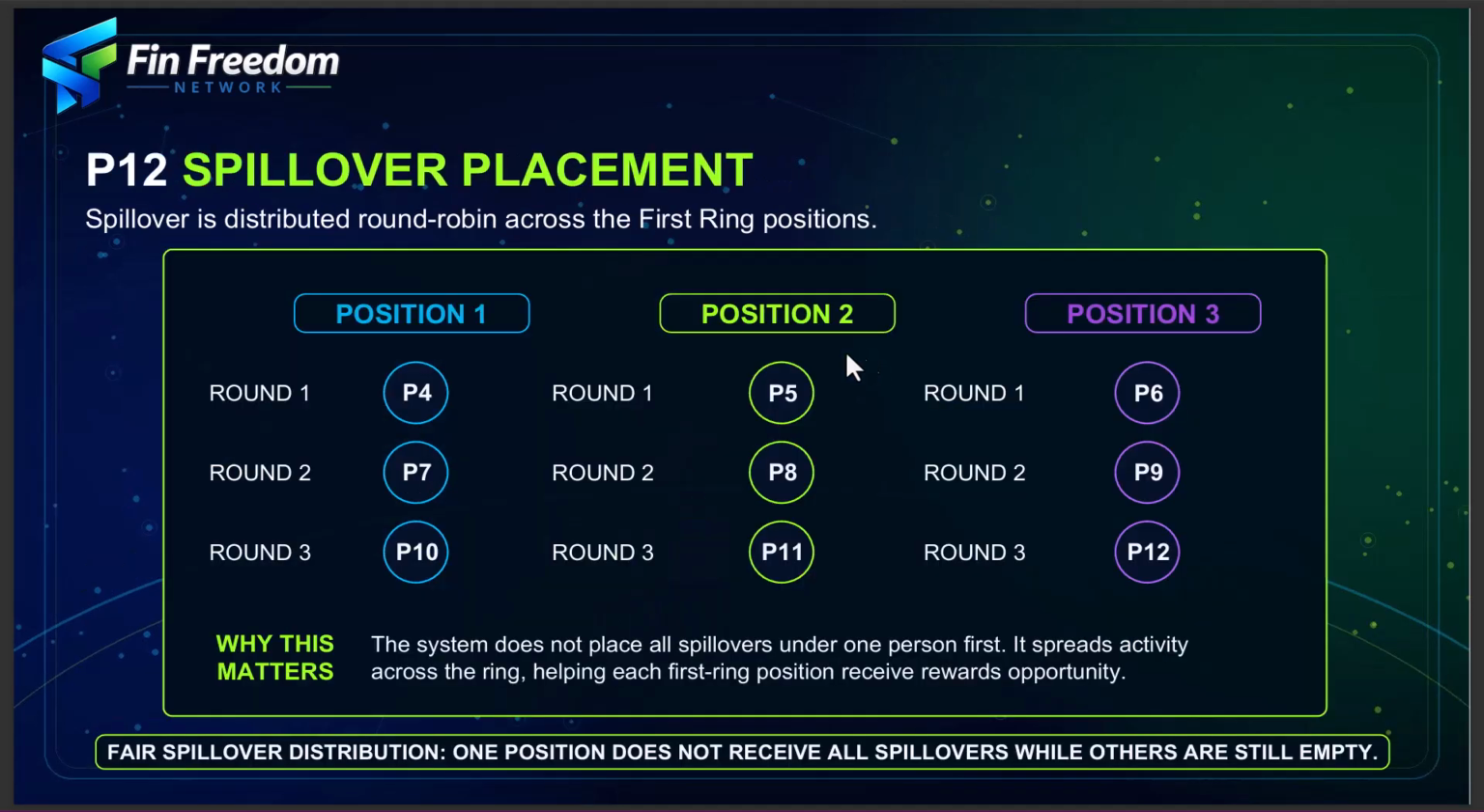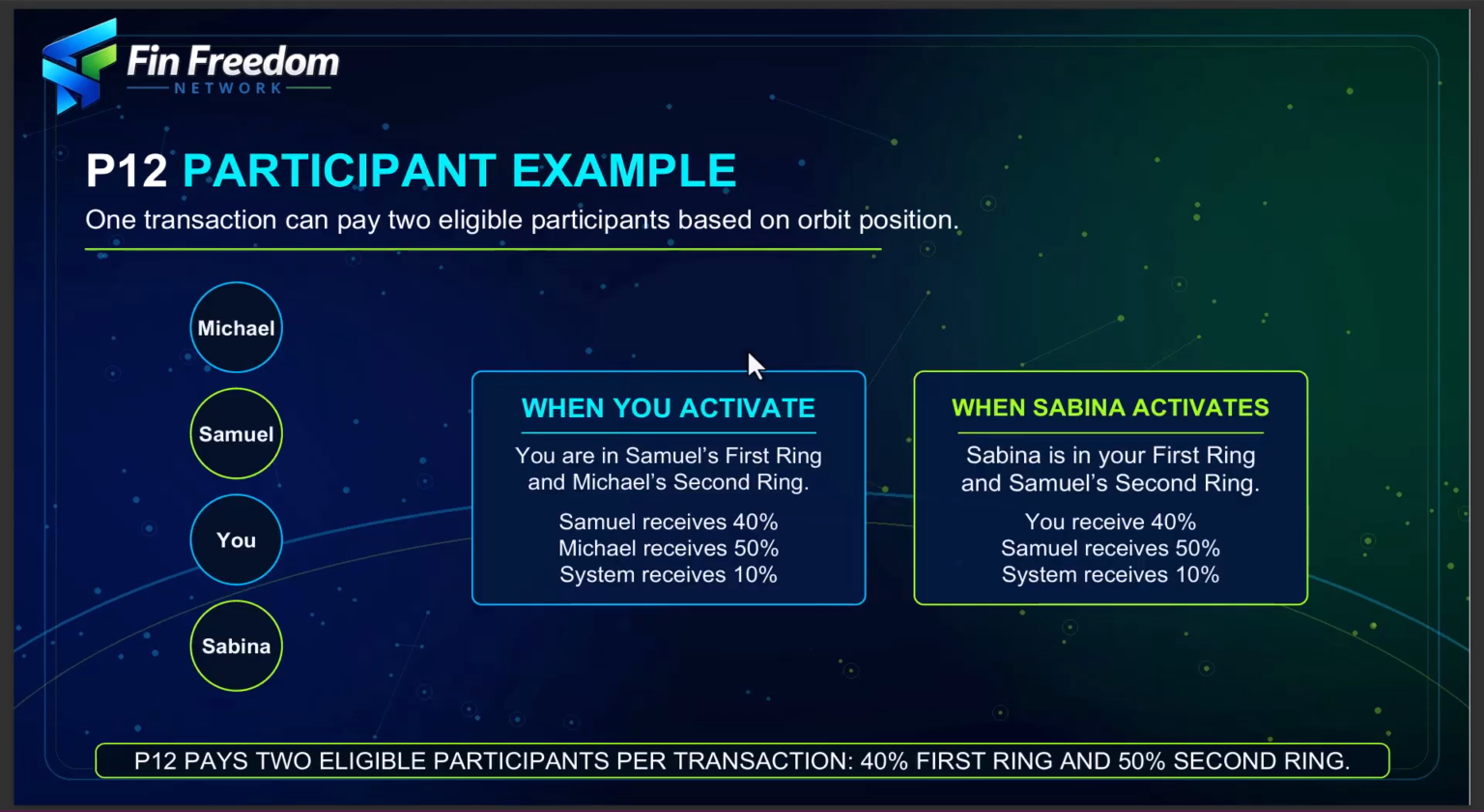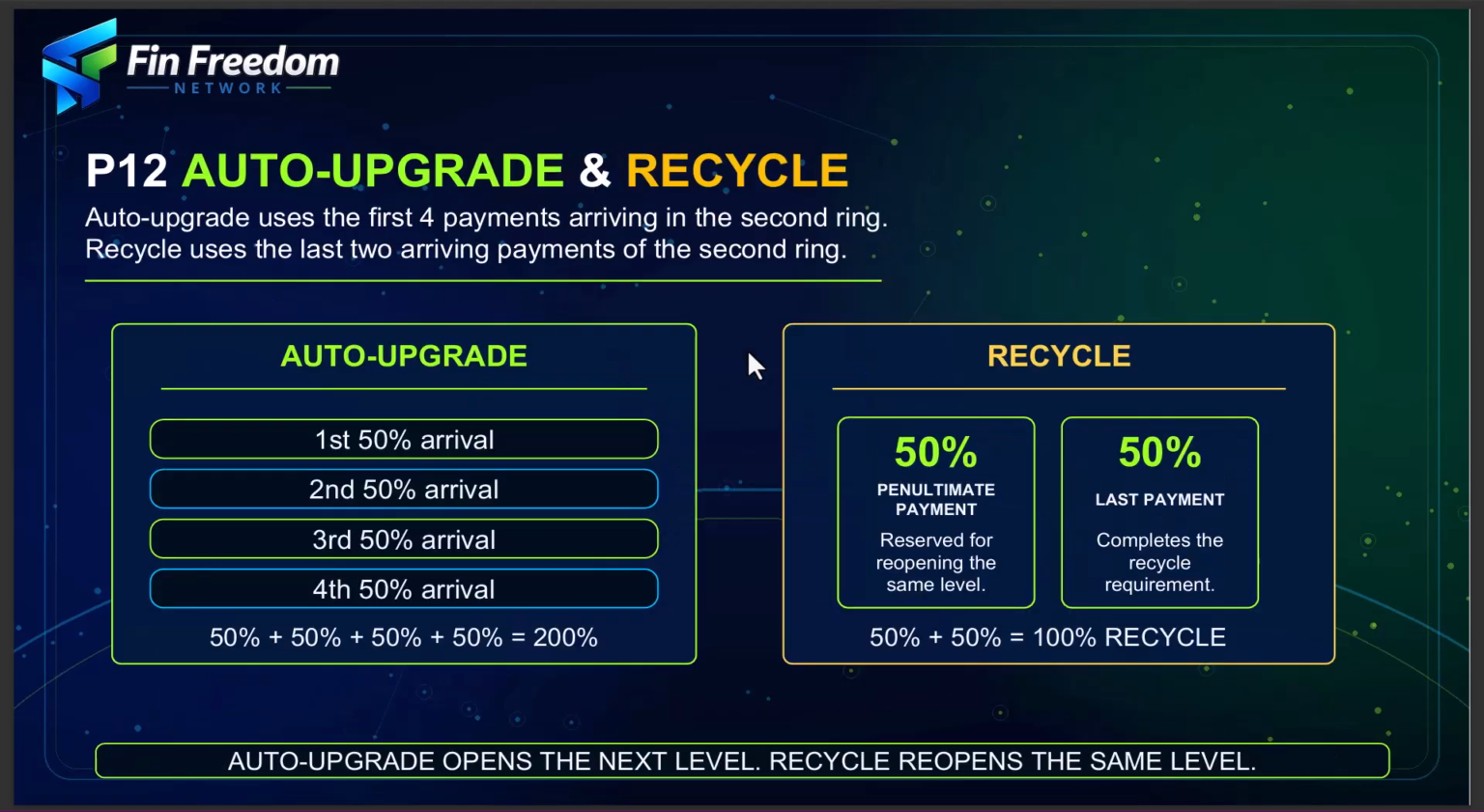Okay? So I've explained P12 and how it works. All right? For auto upgrade in P12, your first position, 50% is reserved. Your second position, 50% is reserved. Your third position, 50% is reserved. Your fourth position, 50% is reserved. Meaning you have 50%, 50%, 50%, 50%, which will now give you 200% to move you to the next level. All right? To move you to the next level.